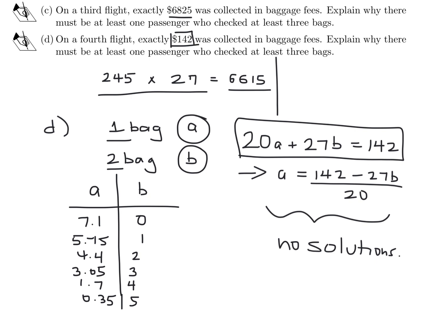So for example, if we had 4 people that checked in 2 bags, that would be 4 times 27, and 1 person who checked in 3 bags, it would be 1 times, what would it be? 27 plus 7 is 34, right? And this will give me the 142 that is desired in that question.